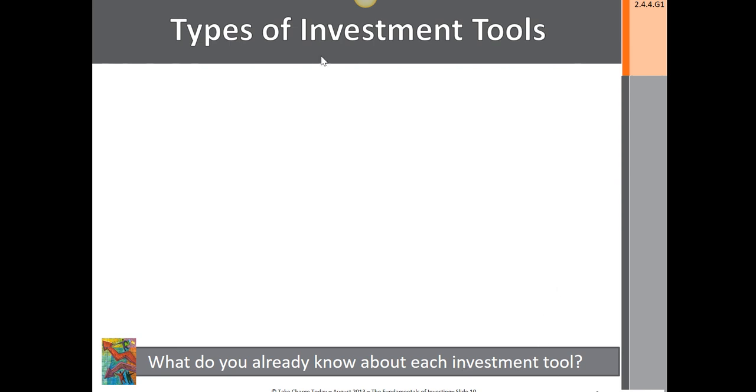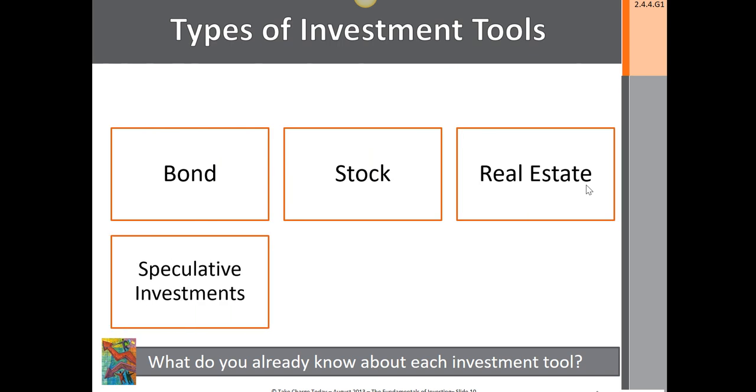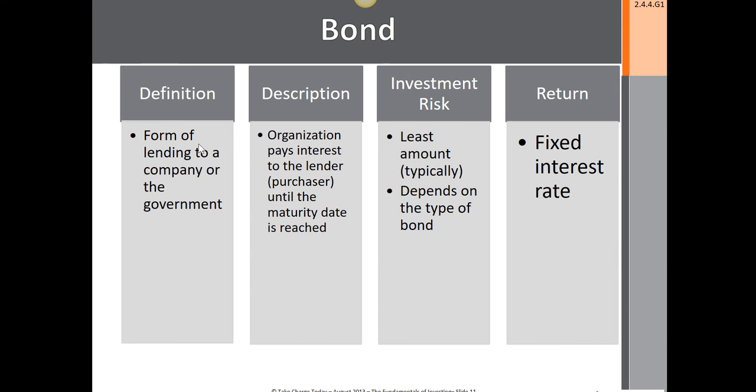Think about what you already know about each investment tool as we go through them. You have bonds, stocks, real estate, speculative investments, mutual funds, and index funds. Okay, a bond is a form of lending to a company or the government. So basically, if you buy a bond from a company, that company is paying interest to the lender, which is you, until the maturity date is reached. A maturity date is whenever the bond is finished. Okay, so if you buy a bond for 4 years, at the end of that 4th year, that's your maturity date. The organization is going to pay interest to you until that date occurs.